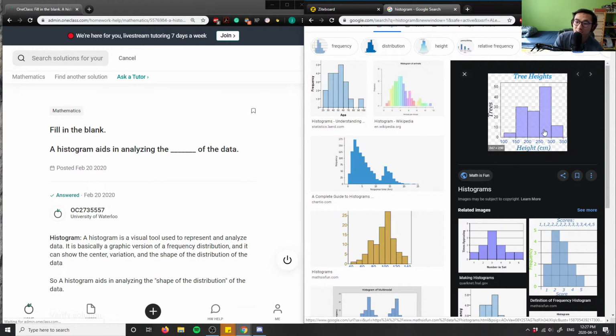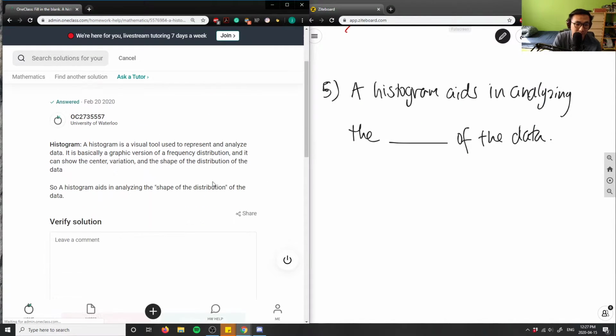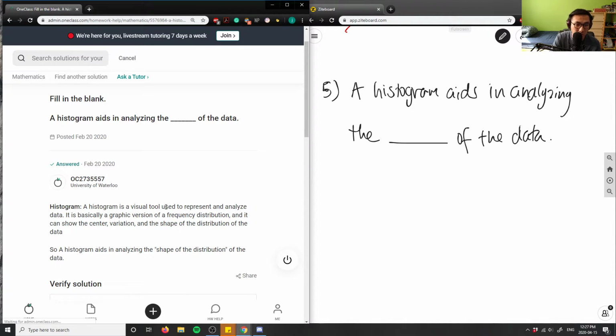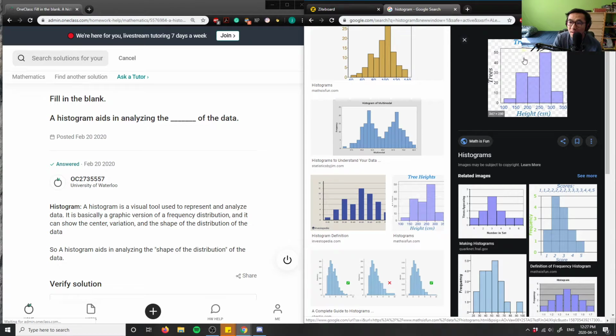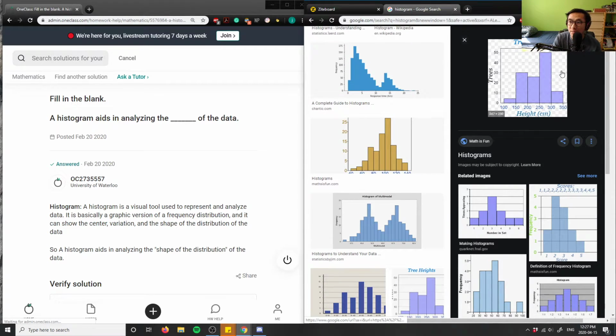So it basically shows you a distribution of your data, right? So the histogram aids in analyzing the distribution. The answer says a histogram is a visual tool used to represent and analyze data, basically a graphic version of a frequency distribution, and it can show center, variation, and shape of distribution, right? Let me reload my histogram here. You can't see tree heights here because my face is blocking, but this says tree heights. I'm sorry, but you can see there's a distribution, right? You can see fewer trees from 100 to 150, and from 300 to 350. There are not a lot of trees there. The greatest amount of trees are probably in the middle, the average amount, right? So this is the distribution of the data.